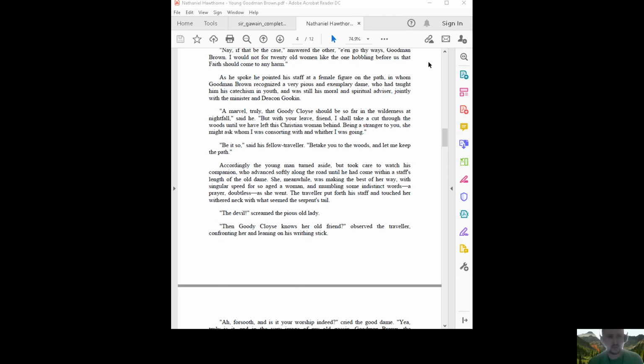As he spoke, he pointed his staff at a female figure on the path, in whom Goodman Brown recognized a very pious and exemplary dame who had taught him his catechism in youth.